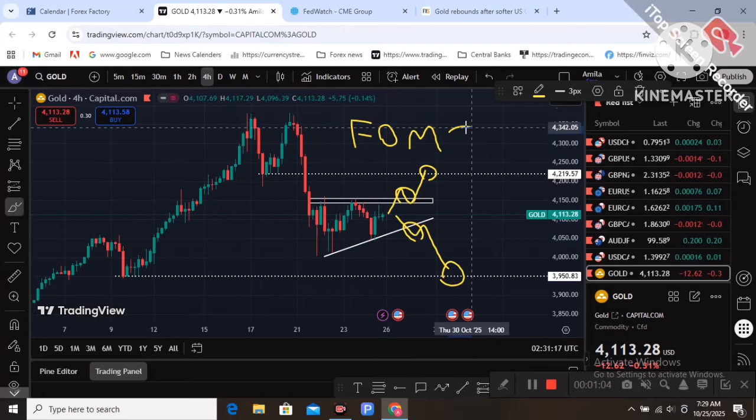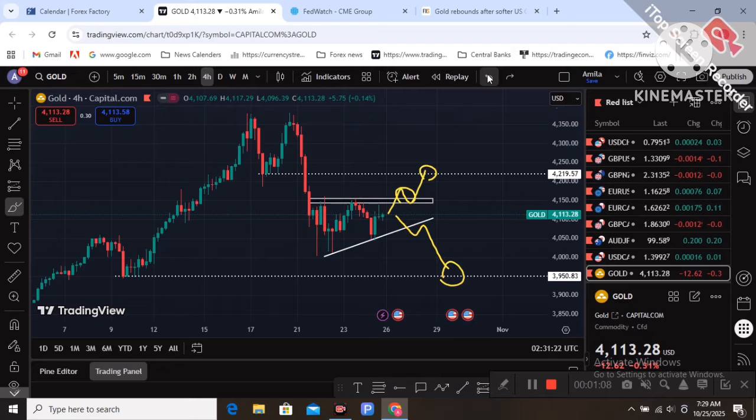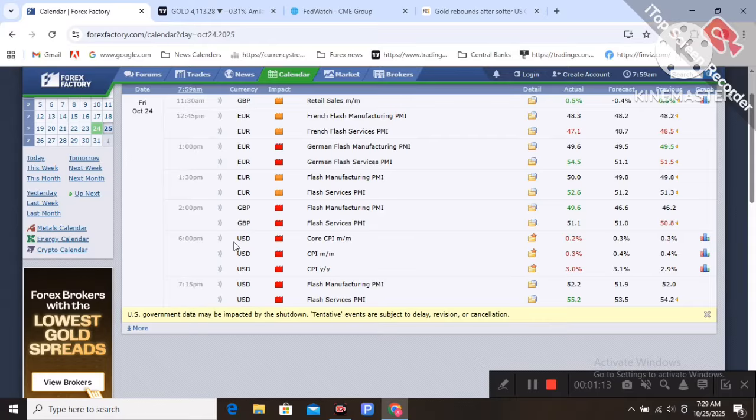The FOMC meeting, the Federal Reserve interest rate decision, is next week's big event that will decide where the gold price goes.